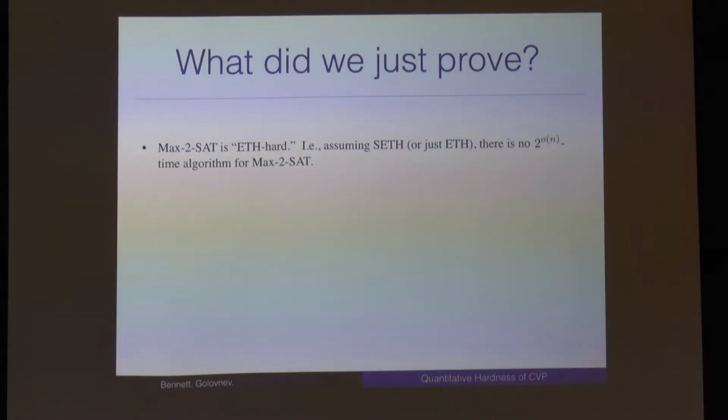In particular, max 2-SAT is ETH-hard. So for example, if we assume SETH, which we're willing to do, then we know that there's no 2 to the o(n) time algorithm for max 2-SAT. So we want something stronger.